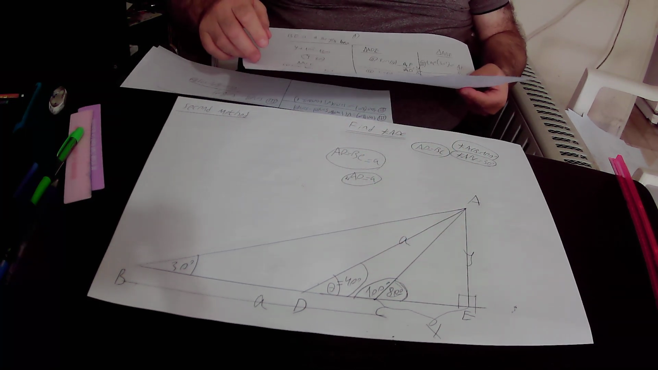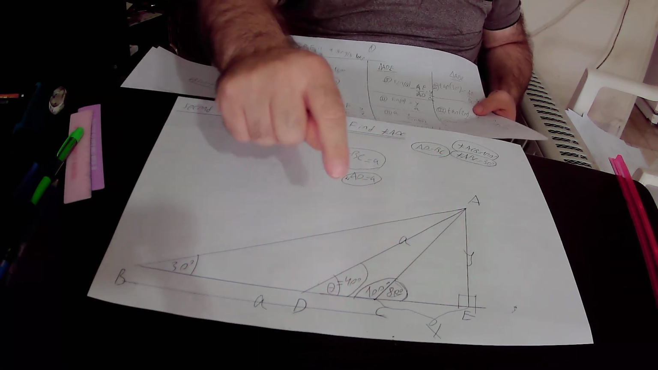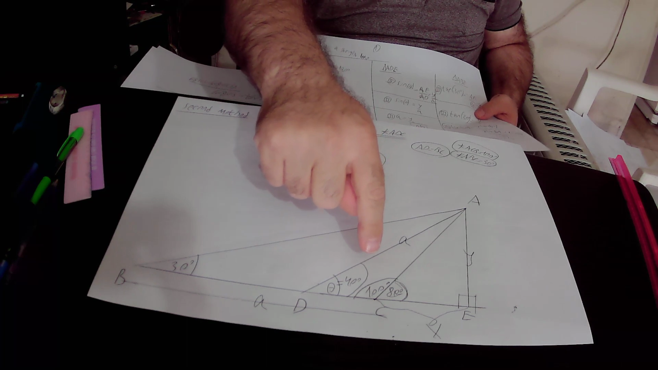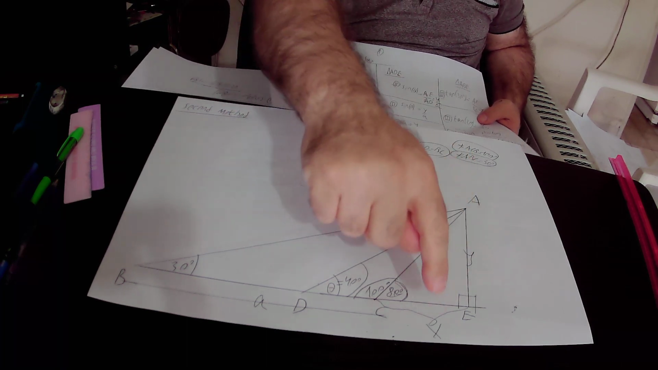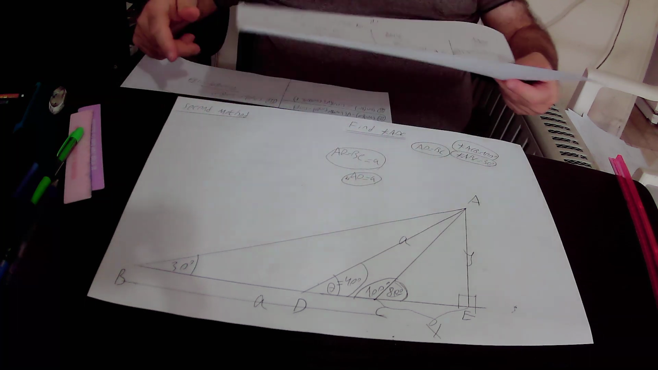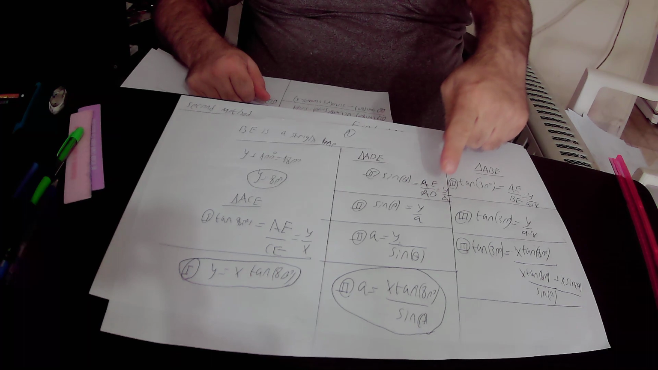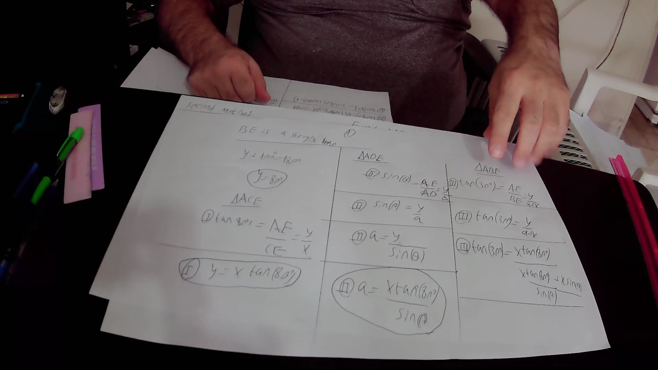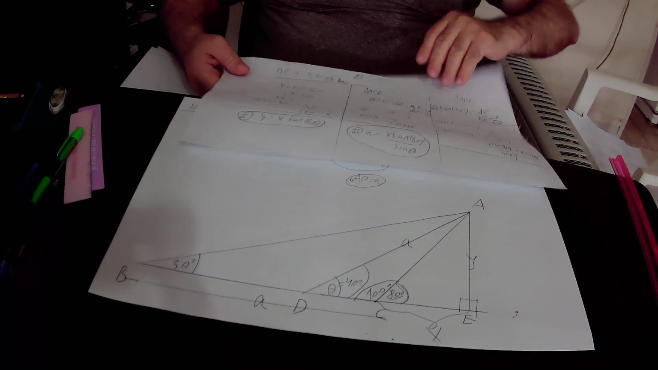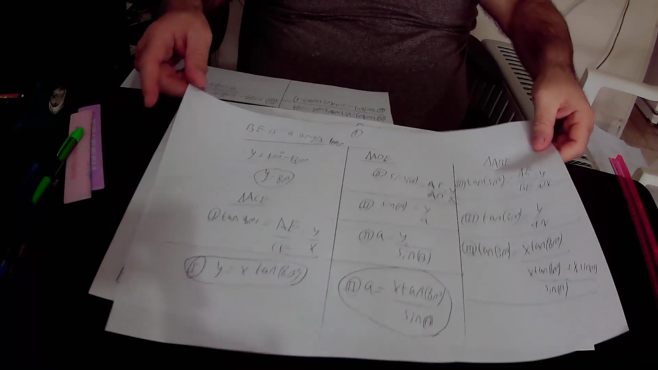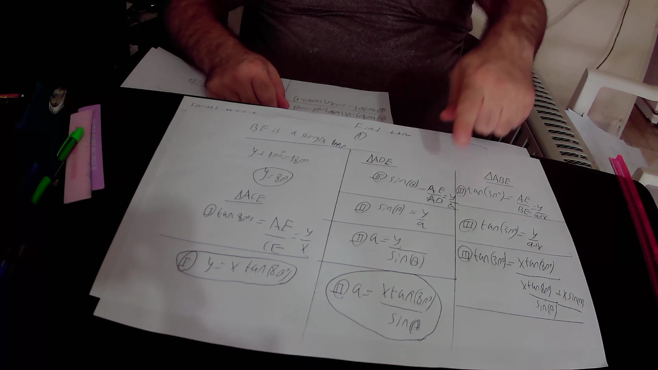Here we know that if we define angle ADE as theta, then in the right triangle ADE, we get that sine theta equals AE over AD. AE equals Y according to our definition, and AD equals A. So in conclusion, in triangle ADE, sine theta equals Y over A.